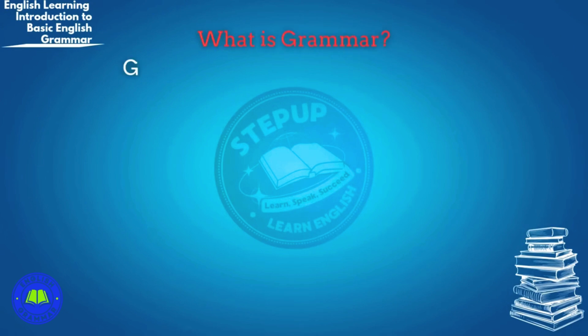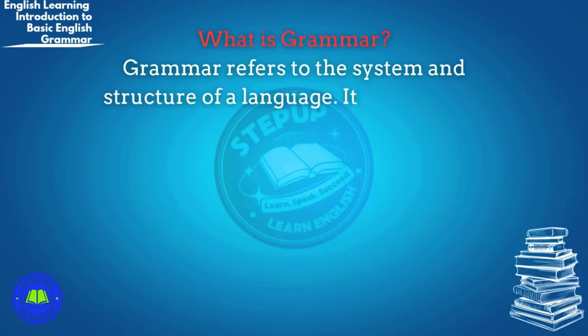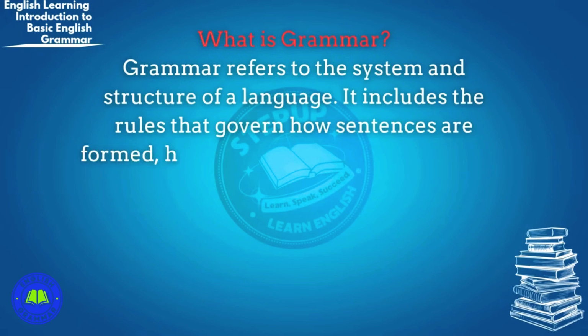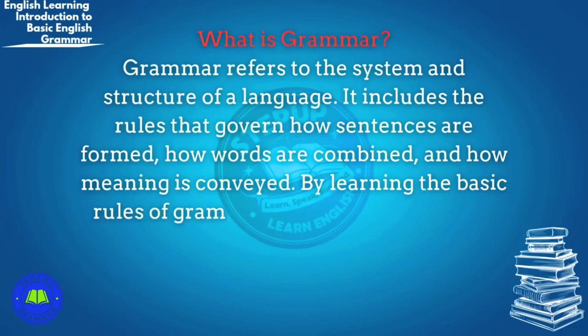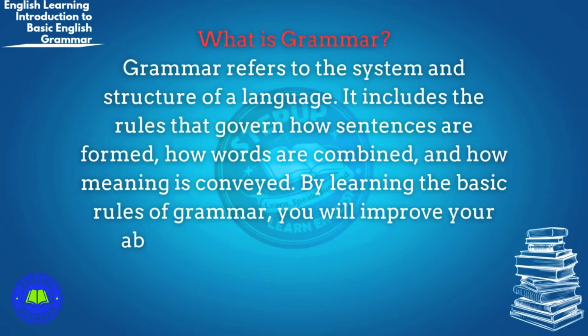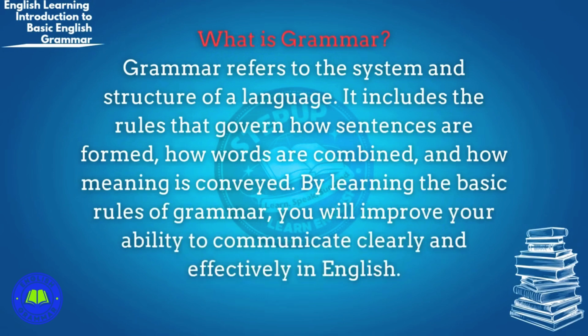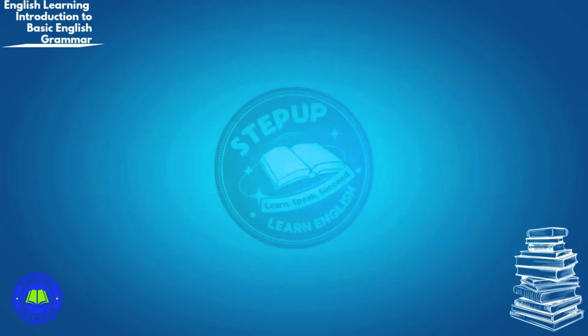What is grammar? Grammar refers to the system and structure of a language. It includes the rules that govern how sentences are formed, how words are combined, and how meaning is conveyed. By learning the basic rules of grammar, you will improve your ability to communicate clearly and effectively in English.